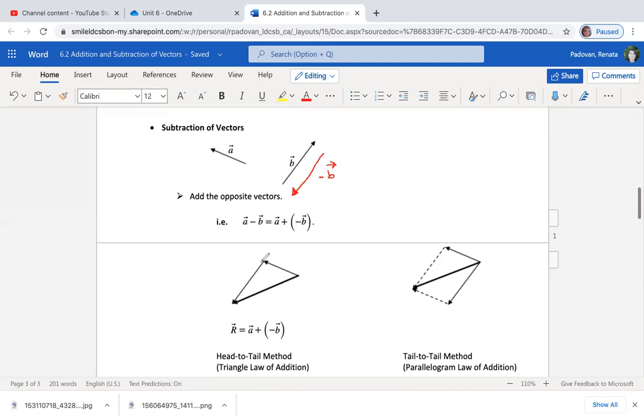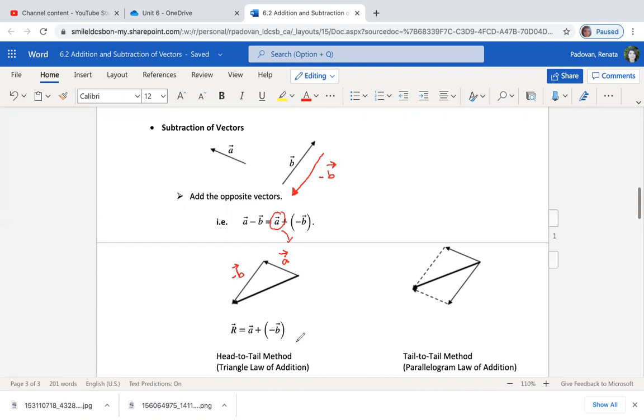So my head to tail method, or the triangle law of addition, the same as the first example in the addition, would be to draw my vector A. So again, vector A must be this vector here, right? And then my vector B is this vector here. So what I'm doing, look, is I drew vector A, which is right here, but I'm adding to it. So if I'm adding, I'm starting at the head of A, and then I'm just drawing the opposite vector B, which is why it's going in this direction, right? So this is the negative B vector, the opposite B vector.